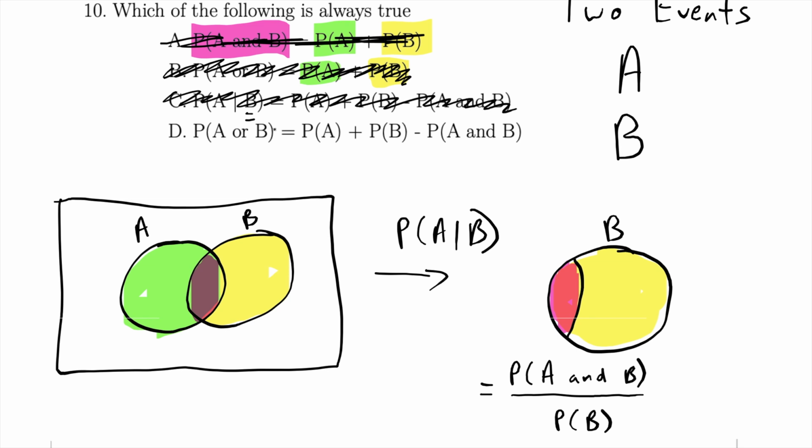So D says, okay, if you want the probability of A or B, can you take the probability of A, the green circle, add the probability of B, the yellow circle, and then subtract the middle part, the part that you might count twice? That's exactly what you want to do. This is true no matter what. This is the answer to this question.